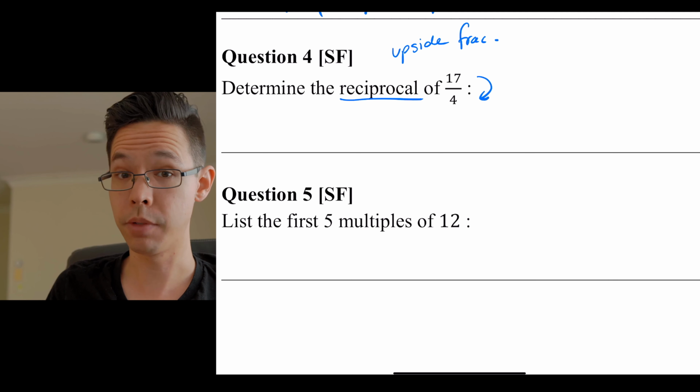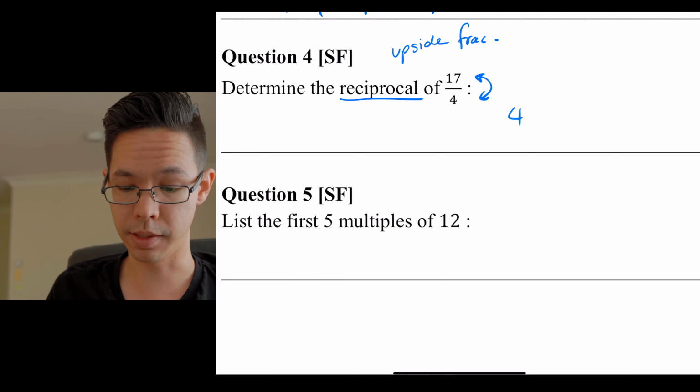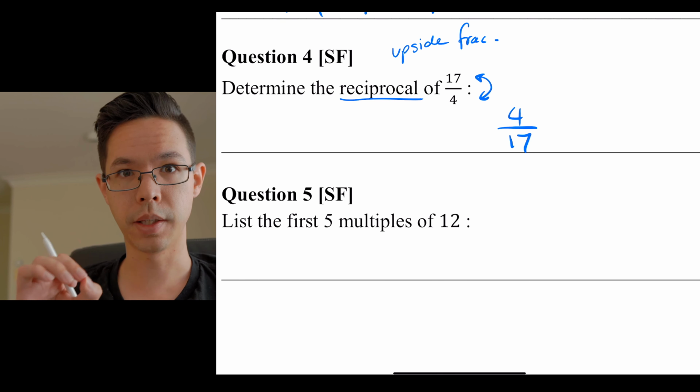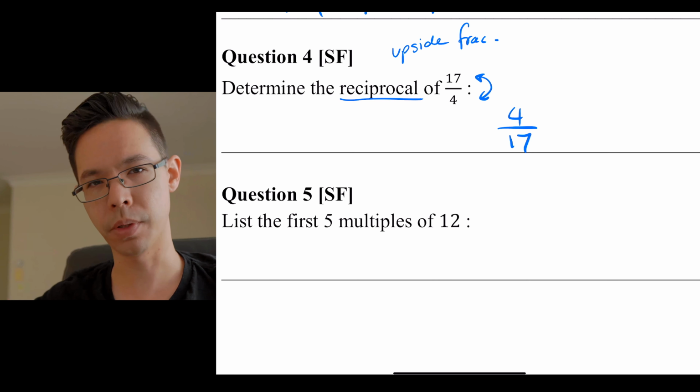So all I got to do is flip it over upside down, and that's the answer. So 4/17. It's literally that easy. The only thing that's tricky is remembering what the word reciprocal means.